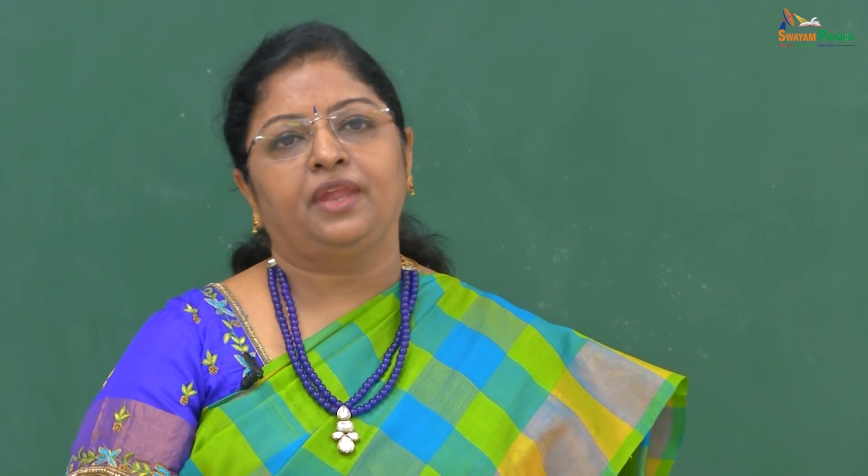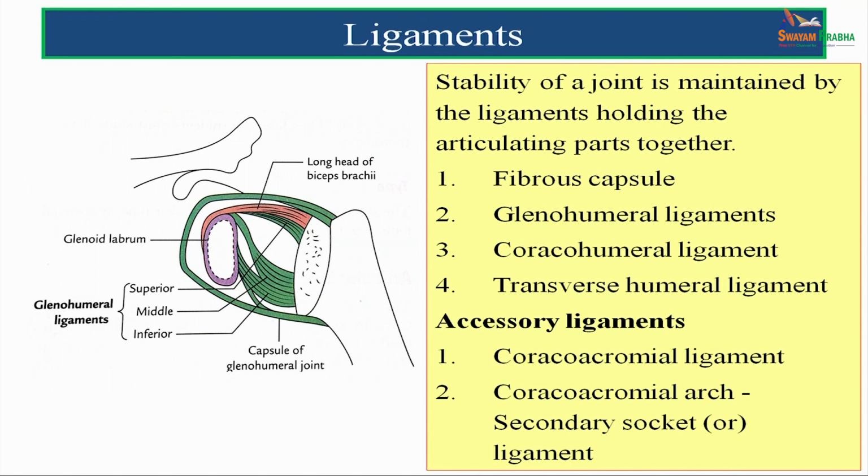Moving further, any joint will be stable in its position only with the help of ligaments or other supports. So stability of a joint is maintained by the ligaments holding the articulating parts of the joint together. Here we have the fibrous capsule. Number 2, the glenohumeral ligaments. Number 3, the coracohumeral ligament. And the transverse humeral ligament.